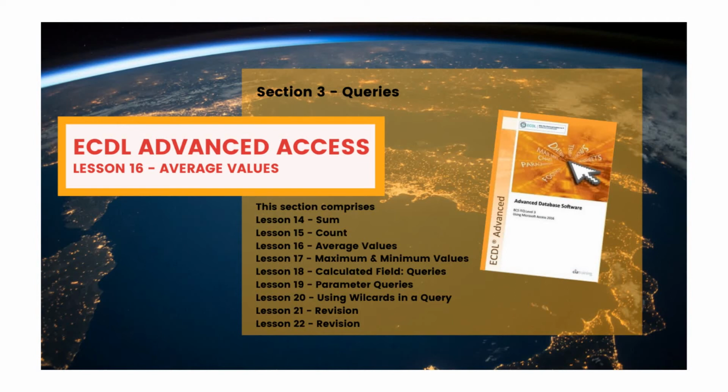ECDL Advanced, Access, Lesson 16, Average Values. Average, or AVG, is another summary calculation. It calculates the average of all values in a field.